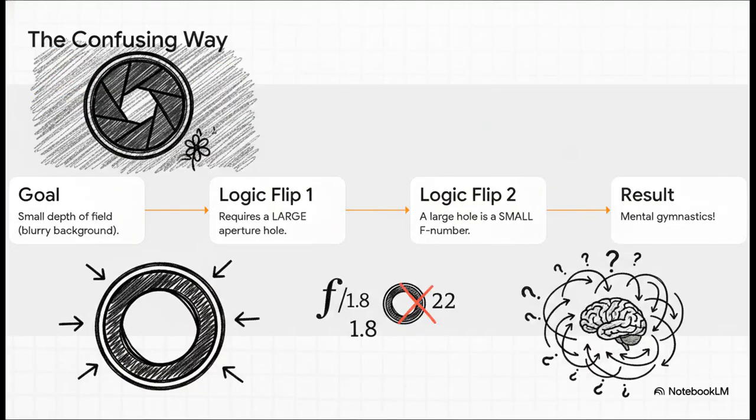The old, confusing way goes something like this. You want a small amount of your photo in focus, right? Well, to get that, you need a large physical hole in your lens, and a large hole is represented by a small f number. Wait, what? See? You have to flip the logic in your head like twice. It makes no sense. It's just, yeah, it's pretty dumb.